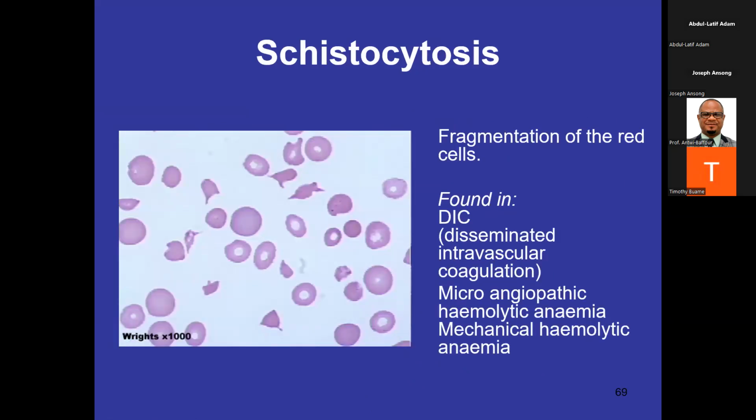Then fragmentation of red cells. In hemolysis, where the red cells are breaking down, you can see schistocytes, that is fragmented red cells. We find them in disseminated intravascular coagulation, microangiopathic hemolytic anemia, and mechanical hemolytic anemia. In mechanical hemolytic anemia, you may recall that certain people have metal valves inserted into their heart. They open the heart up.